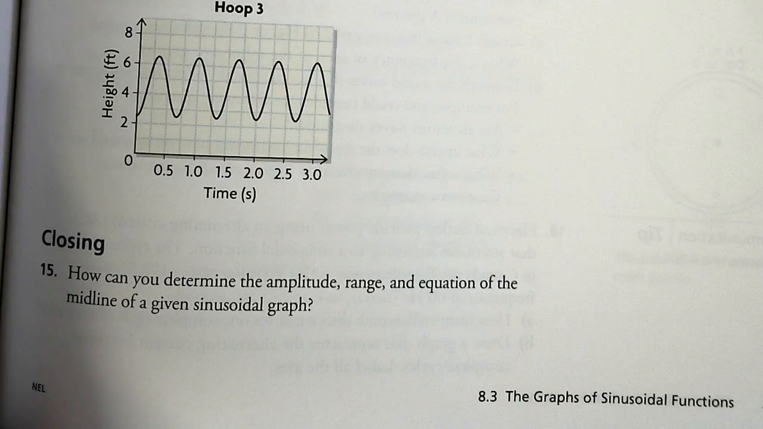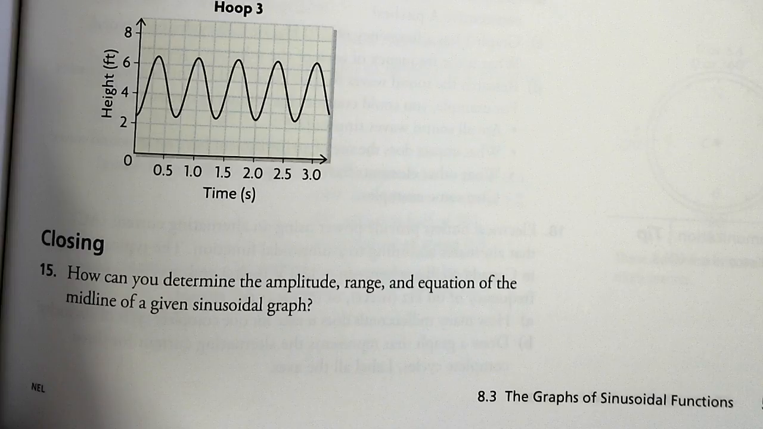So the range will be the highest value and the lowest value combined. So y is greater than or equal to the minimum and less than or equal to the maximum. The amplitude will be half the distance between min and max, and the midline will be the sum of those two divided by 2. This concludes the homework for 3.07 number 3.